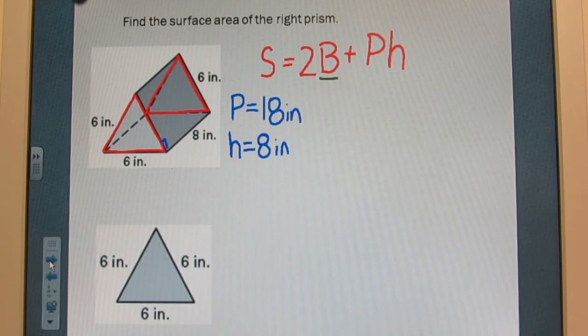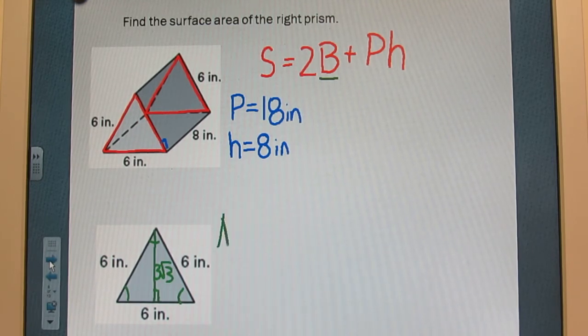So the easiest way to do this is I have an equilateral triangle. So I know that all the angles are equal at 60 degrees. I can drop a perpendicular bisector, at which point I have a 30, 60, 90. So I know that the height of this triangle is 3 root 3. Go review your special right triangles if you didn't remember this.